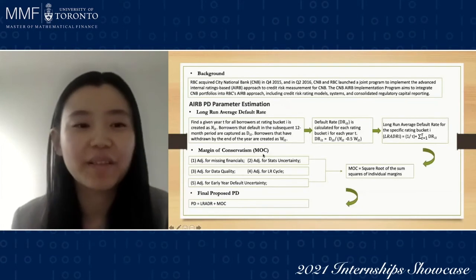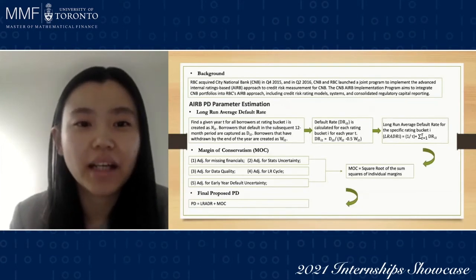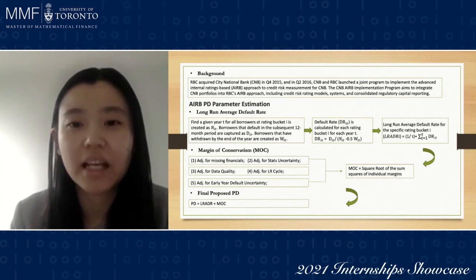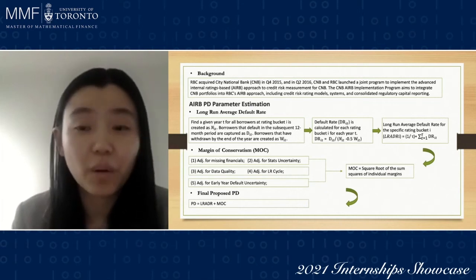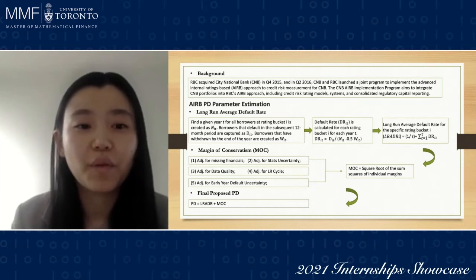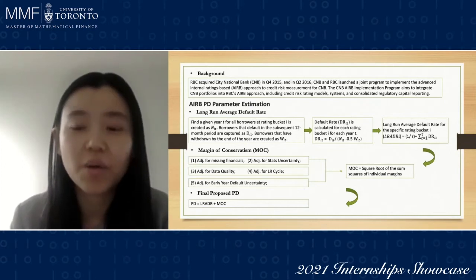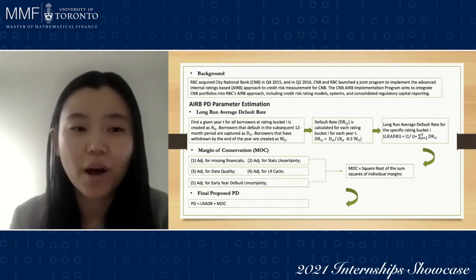First, I'd like to give some background about this program. RBC acquired City National Bank in 2015, and in 2016, CNB and RBC launched a joint program aiming to integrate the CNB portfolio into the RBC ARB approach. Before the parameter estimation modeling, I also did some data quality checks, data reconciliation, and impact analysis to make sure the data is fit for purpose for downstream parameter estimation modeling.